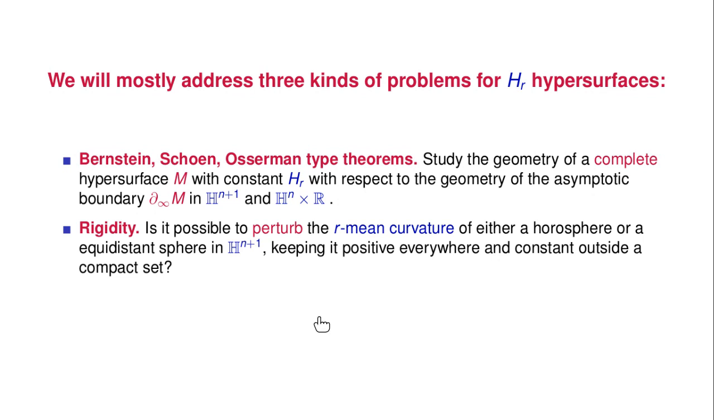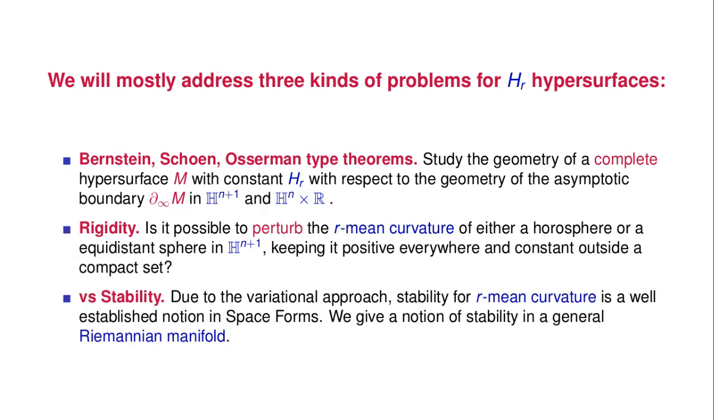Then I will talk just a little bit about rigidity. The question is if it is possible to perturb the R-th mean curvature of a Euclidean sphere or of an equidistant sphere in the hyperbolic space, keeping it positive everywhere and constant outside a compact set. So a perturbation problem.